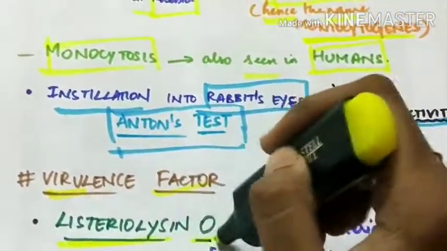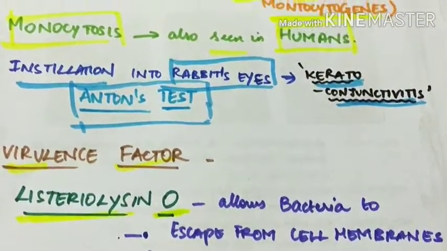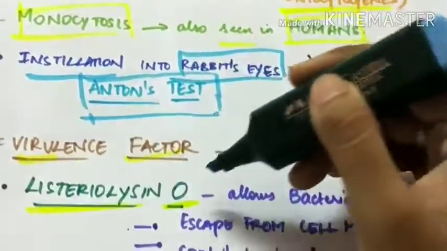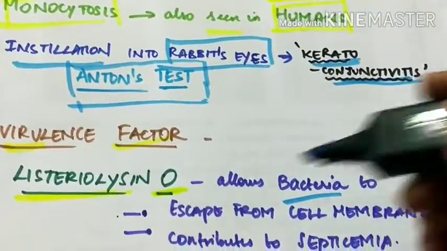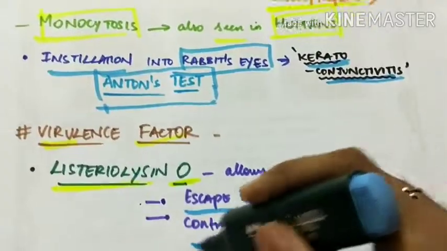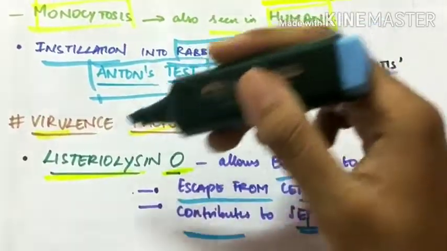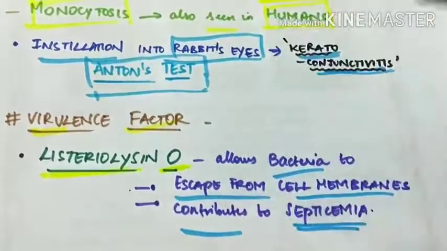Virulence factor. The important virulence factor is Listeriolysin O, and the bacillus is itself invasive. Listeriolysin O allows the bacteria to escape from the cell membranes and it also contributes to septicemia. So the only important virulence factor is Listeriolysin O.